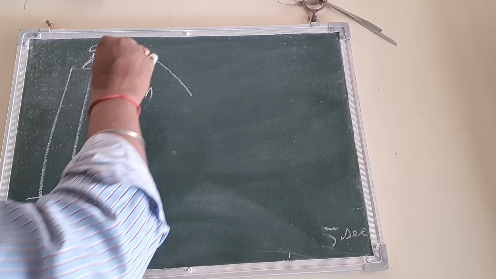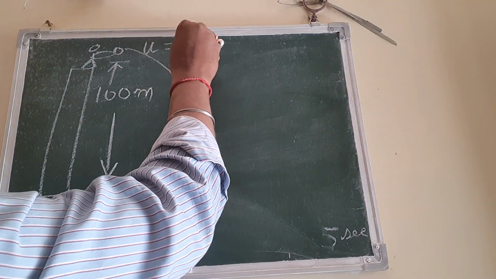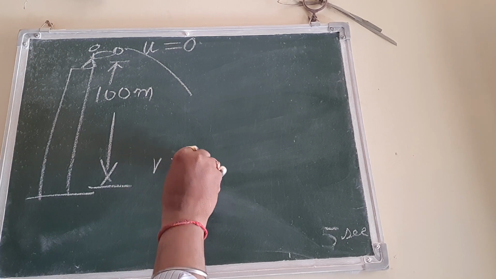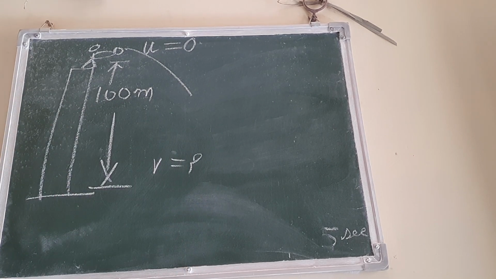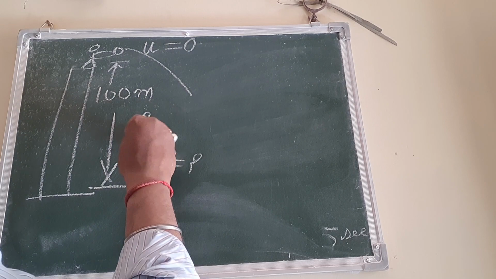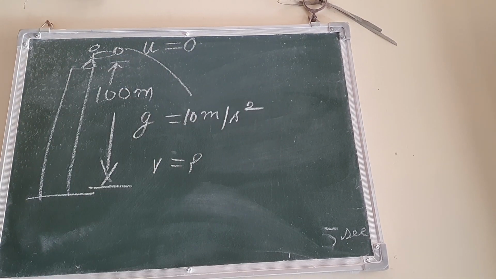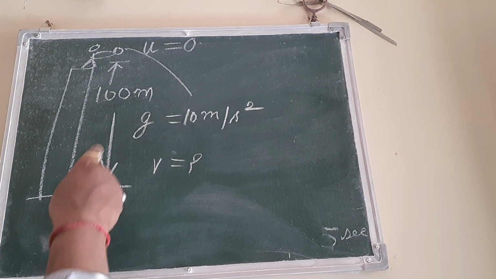The ball is being dropped. So the initial velocity is 0. We have also to find the final velocity, that is v, and the distance is 100, and the gravity is 10 meters per second square. We have to find the final velocity. Also we have to find its time in which it reaches the ground.